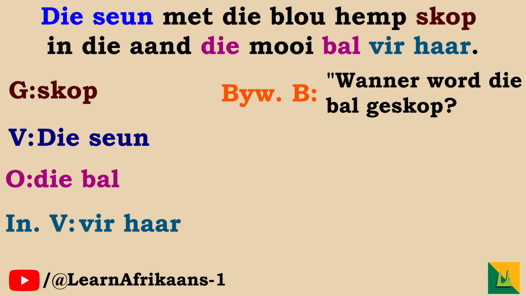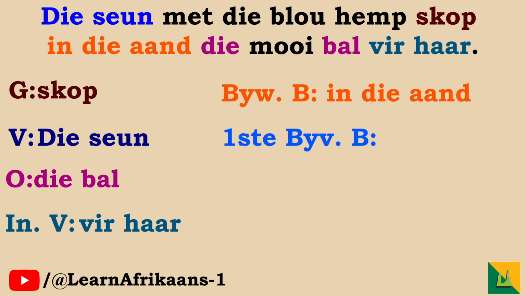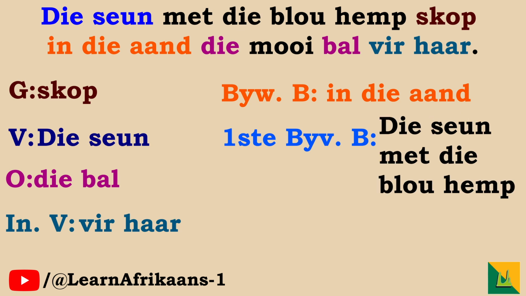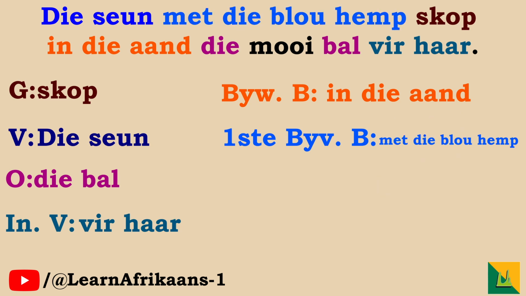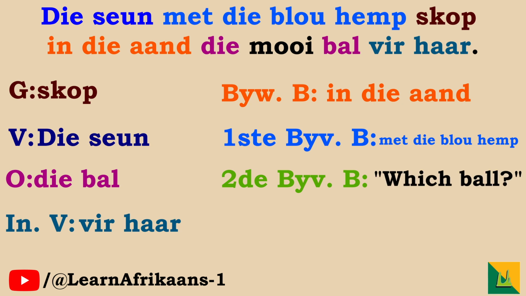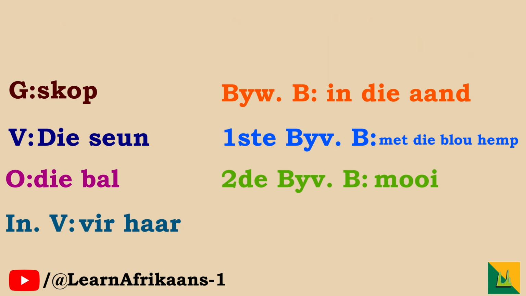Wanneer word die bal geskop? In die aand. Eerste byvoeglike bepaling, which boy? Watter seun? Die seun met die blou hemp. Met die blou hemp. Tweede byvoeglike bepaling, which ball? Watter bal? Die mooi bal. Mooi. There we have our whole sentence divided nicely. Die seun met die blou hemp skop in die aand die mooi bal vir haar.